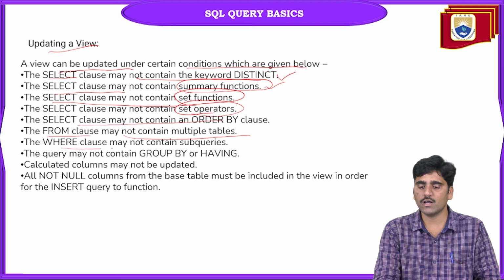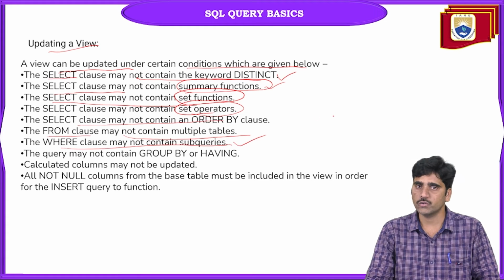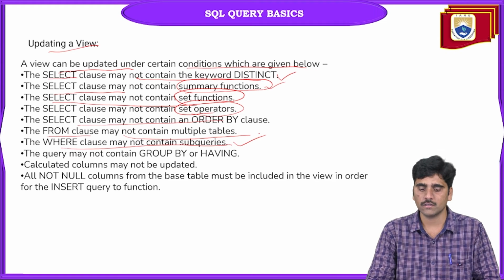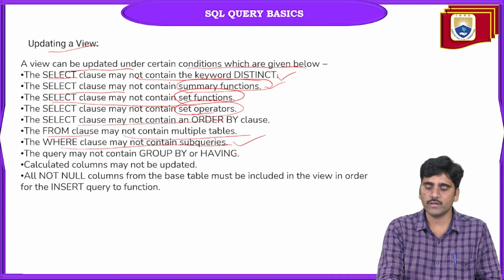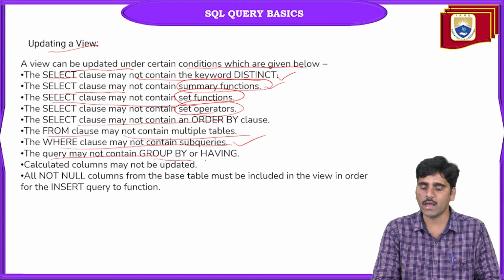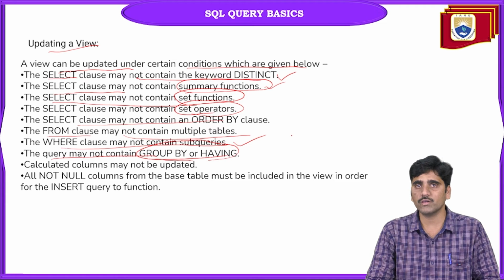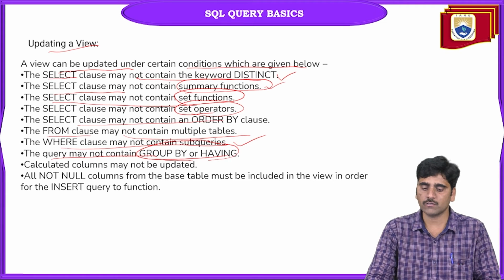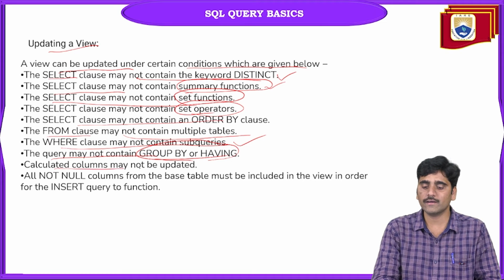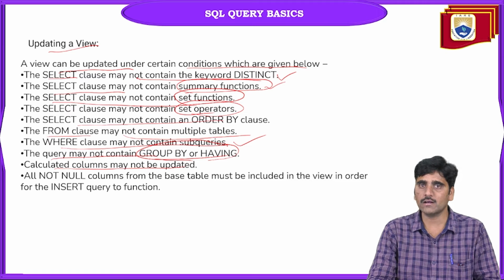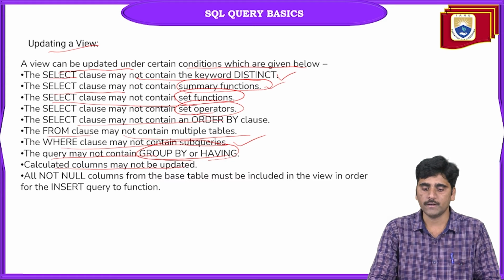And the where clause may not contain subqueries. So from clause may not contain multiple tables, as well as where clause may not contain subqueries. The query may not contain group by or having. Whatever query you want to use for updating the view, that query may not contain group by or having. And calculated columns may not be updated.